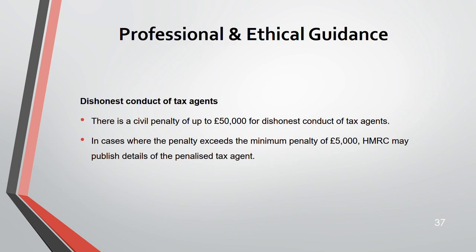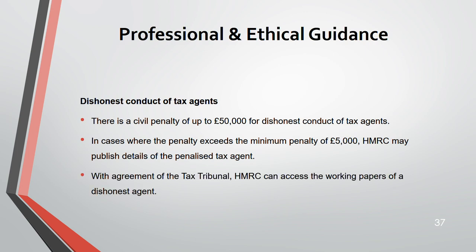If the penalty reaches 5,000, HMRC might publish details of that penalized tax agent also. Anything less than 5,000, the details of the tax agent who was penalized will not be given. Anything above 5,000, the details of that tax agent could be disclosed. With agreement of the tax tribunal, HMRC can access the working papers of that dishonest agent also.